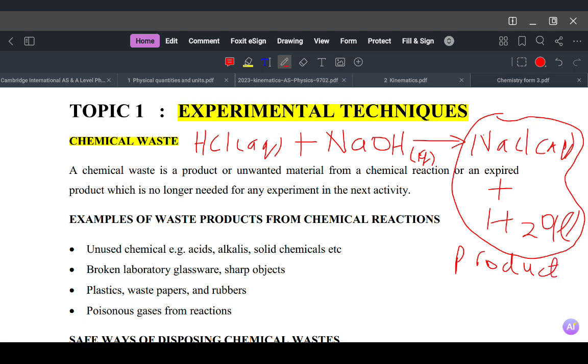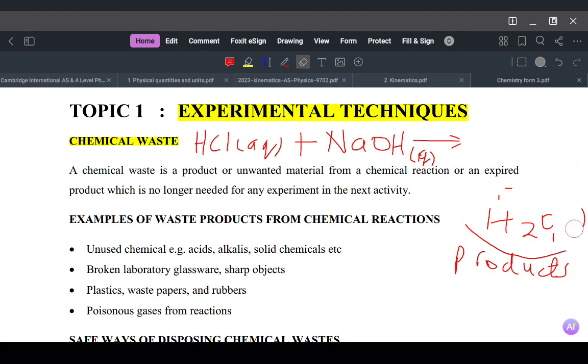So in many cases, the products formed in a chemical reaction may not be required for use in the next experiment, may not be useful in the next experiment.